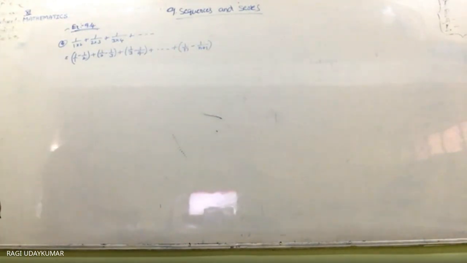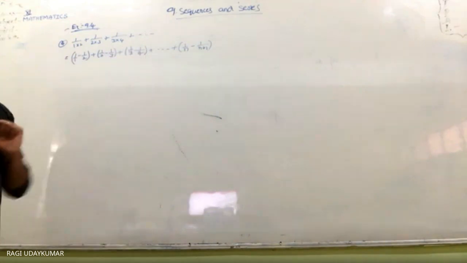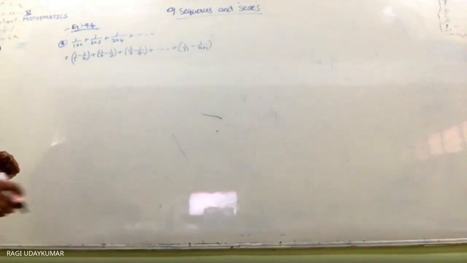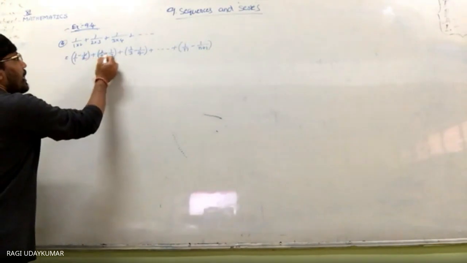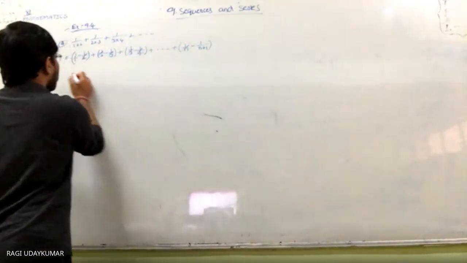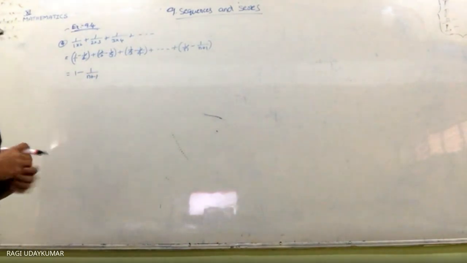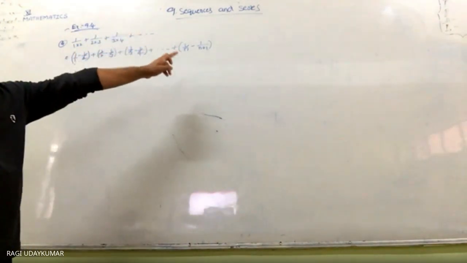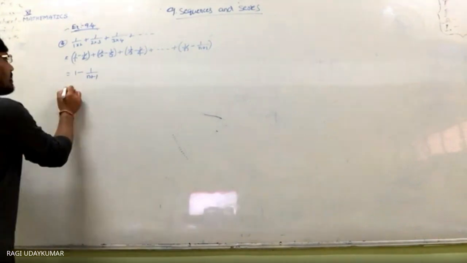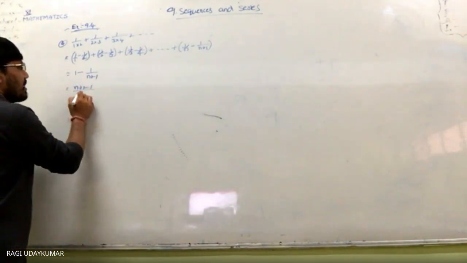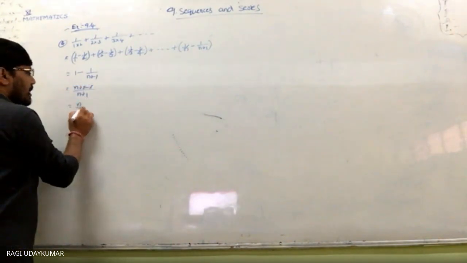Did you understand this part? So in this case, this cancels. So what is left over? 1 by n plus 1. 1 minus 1 by n plus 1 is left over. So this is n plus 1 minus 1 by n plus 1. We are going to get n into n plus 1.